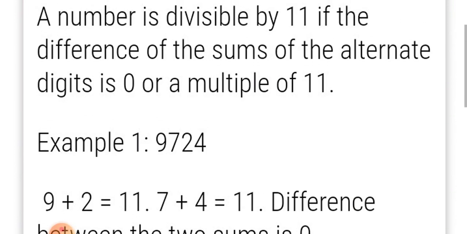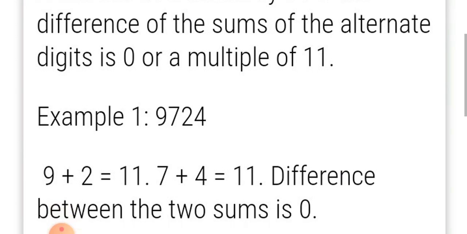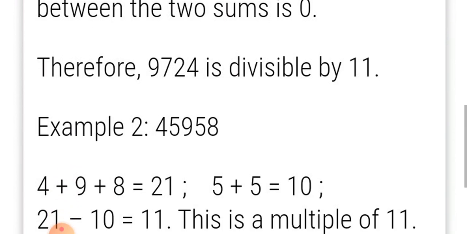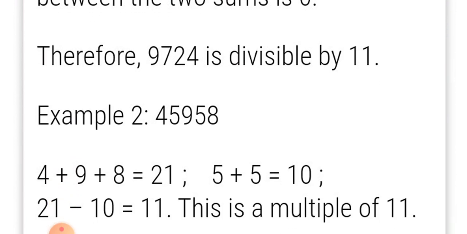According to the rule, if the difference of the sums of the alternate digits is 0 or a multiple of 11, here we got 0, isn't it? So it is divisible by 11. Therefore, you can write, 9724 is divisible by 11. So let's check one more example. Children, look at this question.